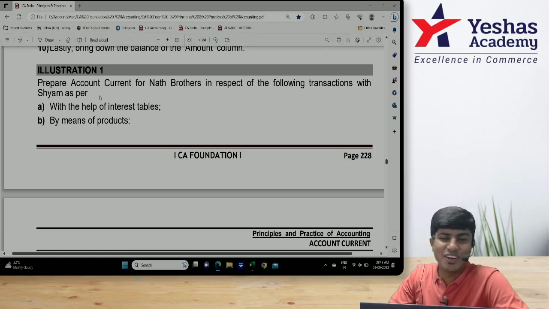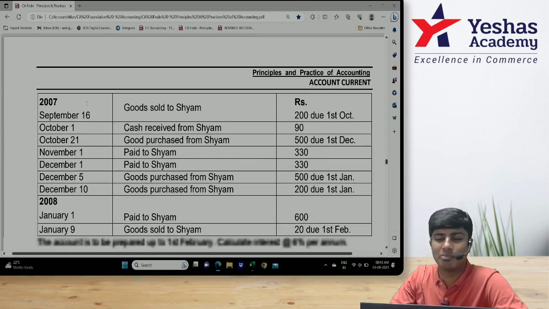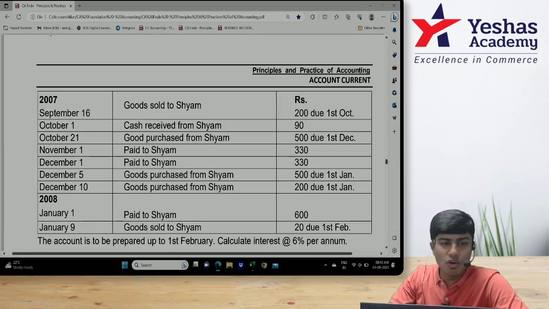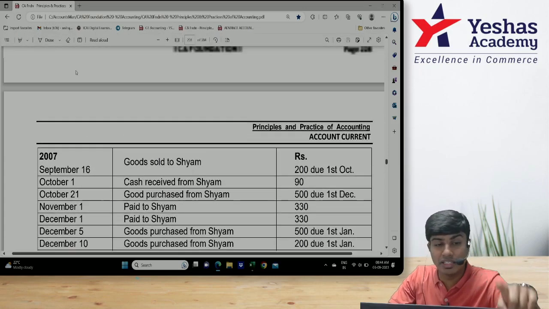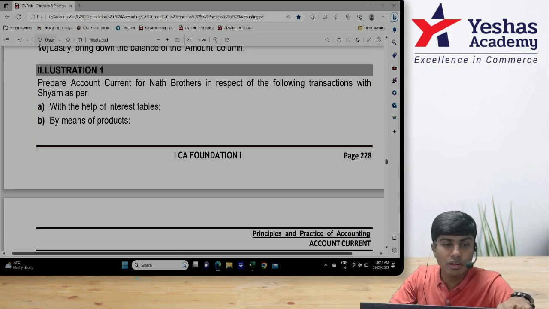Prepare account current for Nath Brothers in respect of the following transactions with Shyam as per the interest table method and product method. Method we'll see later. Focus on the first transaction. Now, who's preparing this? Account current for whom?